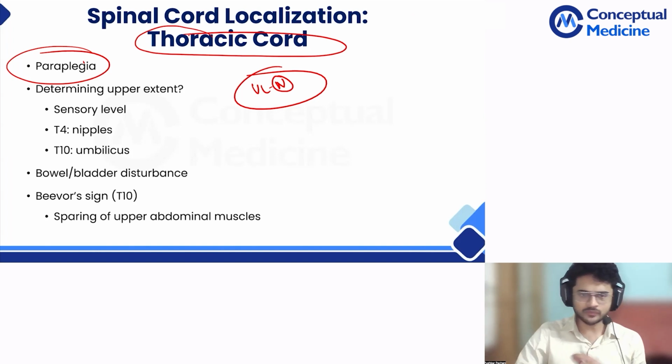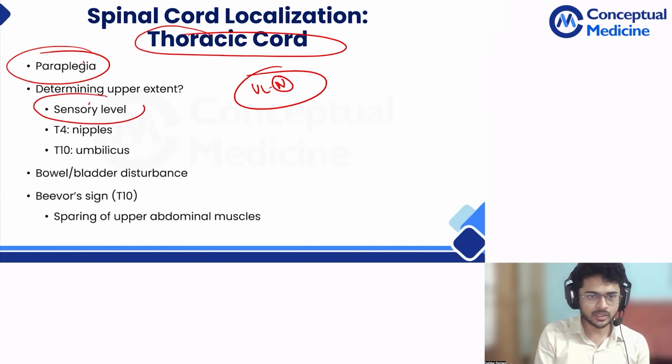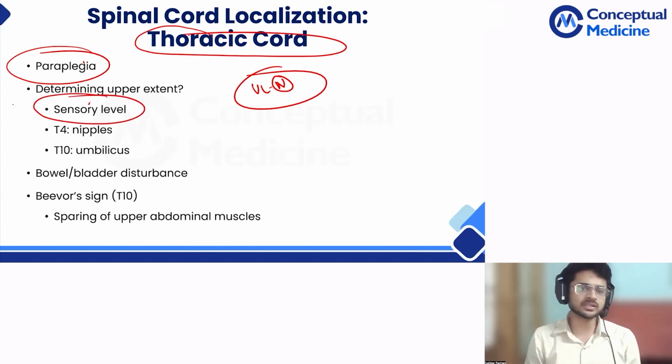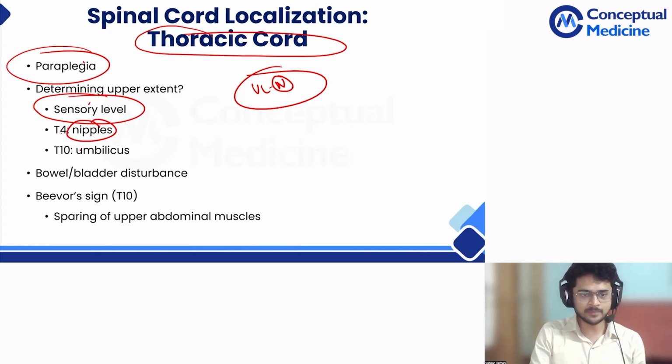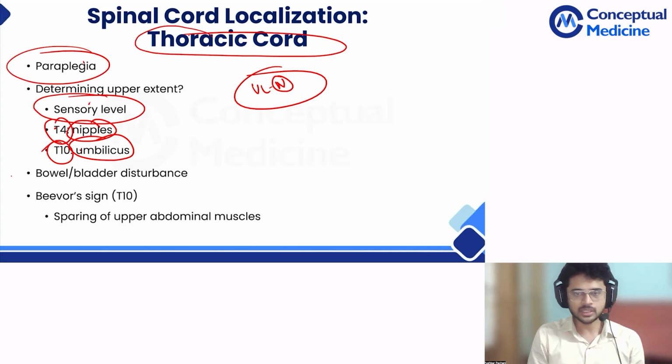So number one, you have to very carefully look for a sensory level. In thoracic cord lesions, a sensory level is very, very important because it will tell you the level. If the sensory level is at the nipples, it's usually a T4 lesion. At the umbilicus, it's usually a T10 lesion. Next, the patient will have bowel and bladder disturbance.